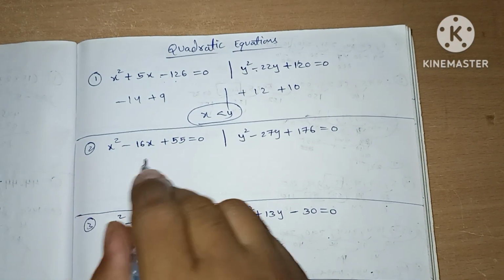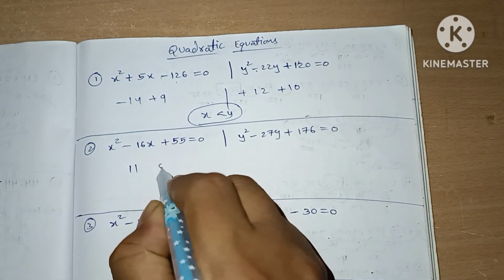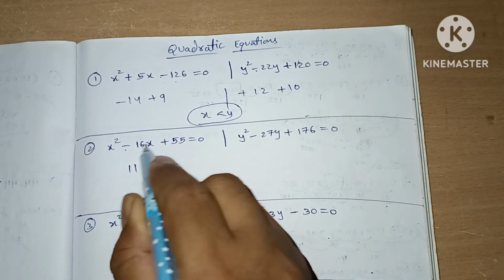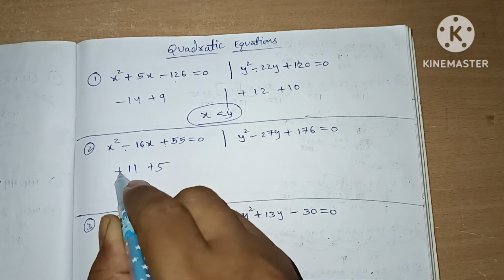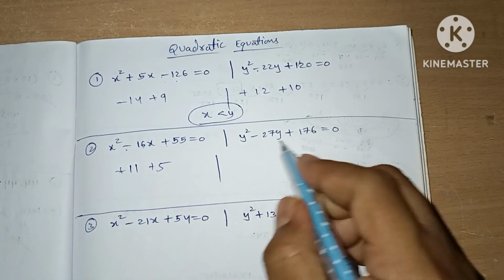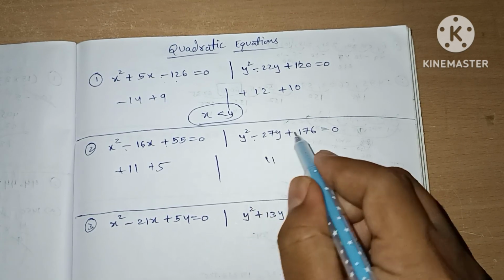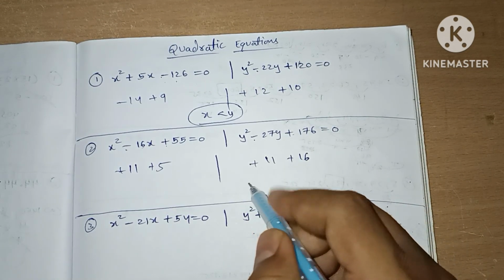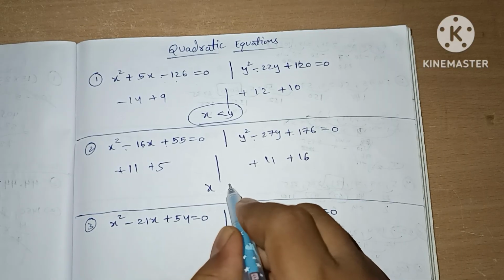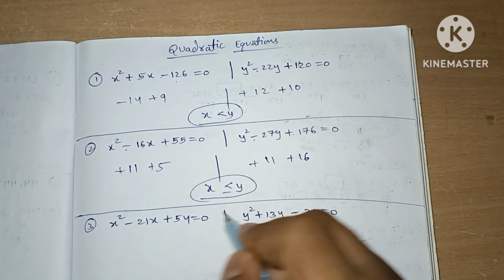Second question. 55 means 11, 5 times. We got 16. Minus and plus means both are positive. Here 176, 11, 16 times is 176. Minus and plus means the roots are positive. By comparing these two, it is clear that x is lesser than or equal to y.